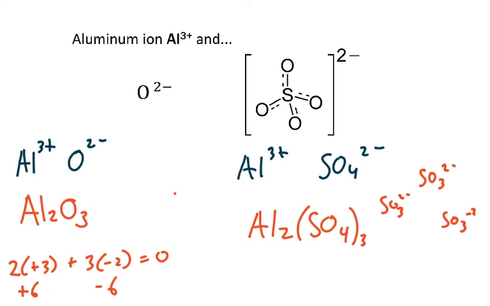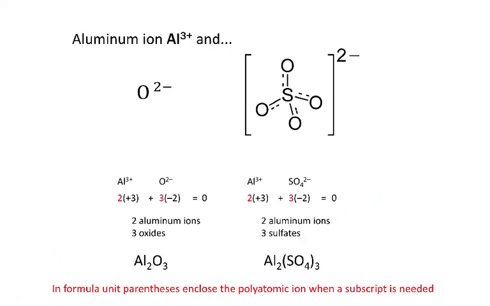And three of those. And so the parentheses enclose a polyatomic ion when the subscript is needed. And I have that written here in the next slide. So in the formula unit, we need to use parentheses if we have a polyatomic ion when a subscript is needed. So more than one of them.